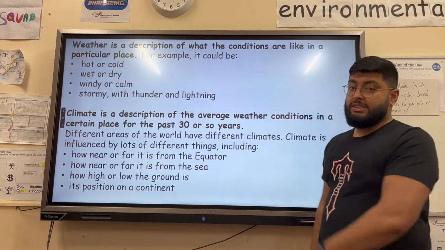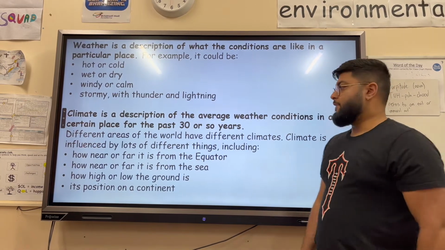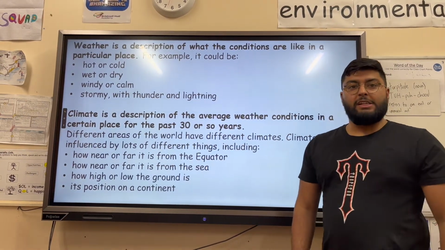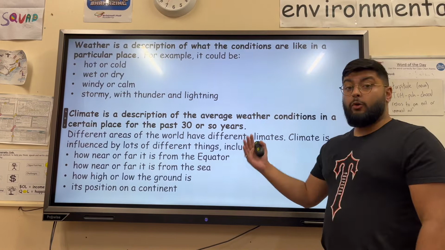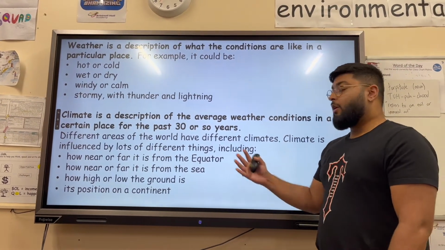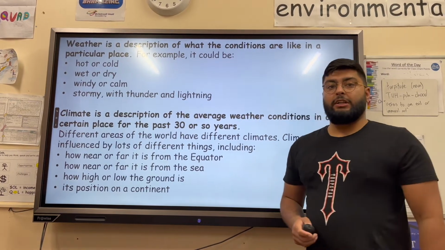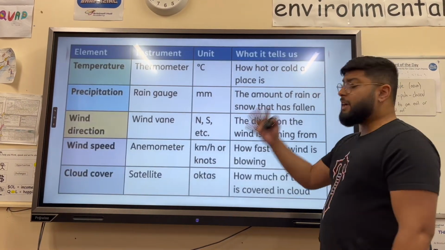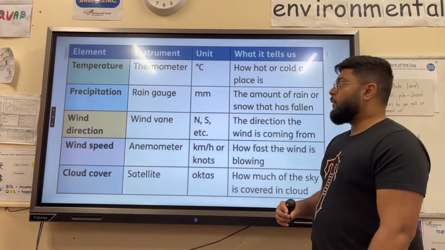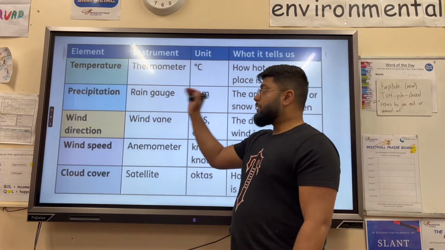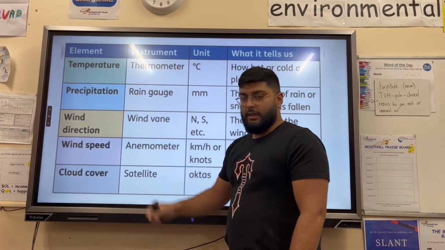And different factors affect the climate of an environment. How far away it is from the equator, how near or far it is from the sea, how high or low from the ground it is, or its altitude, and its position on a continent. And we can measure the weather in lots of different ways. So we can measure temperature, precipitation, wind direction, wind speed, and cloud cover.